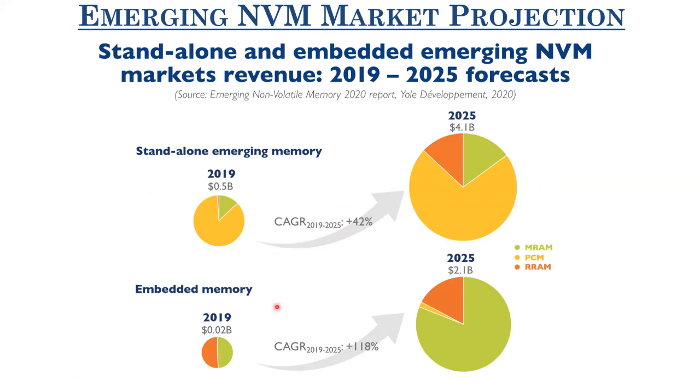In terms of embedded memory, right now, what is the scenario? In terms of embedded memory, it's RRAM and MRAM which are in the picture. And if you look at this share, it is going to increase by 118% with MRAM dominating and RRAM being a small part of it. The reason being that MRAM is one of the major contenders for replacing L3 cache or eDRAM in the L3 cache.